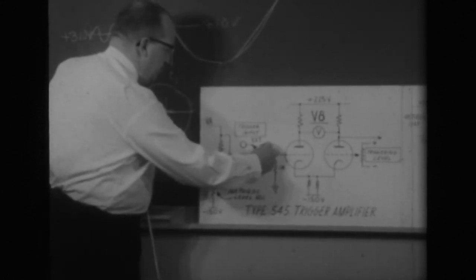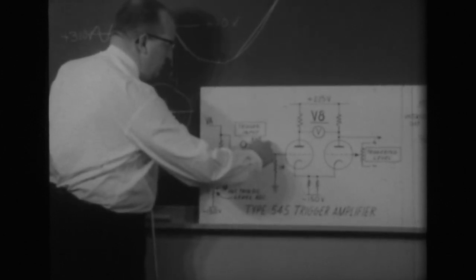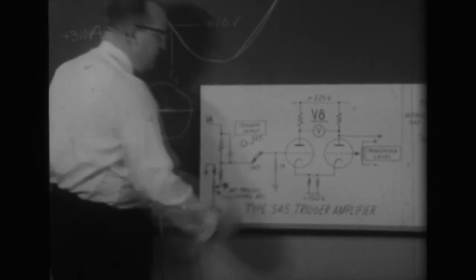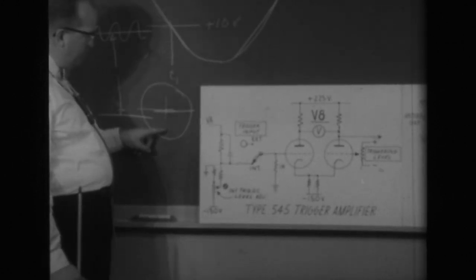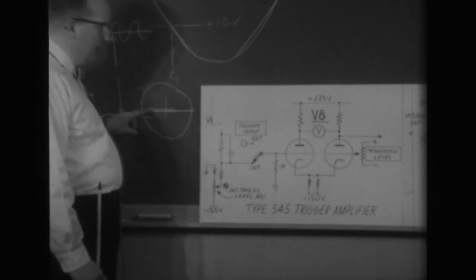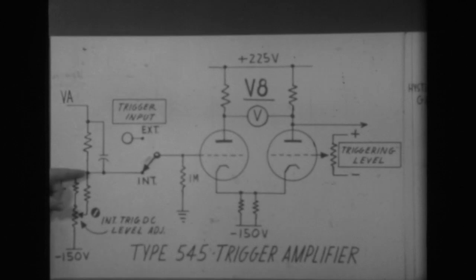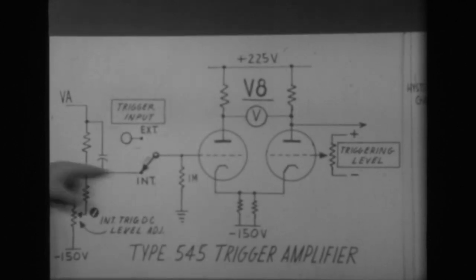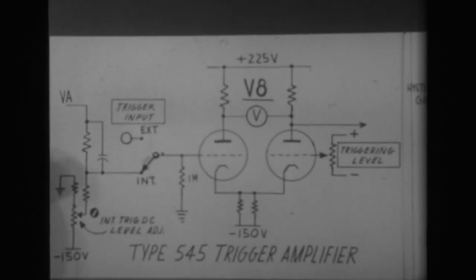To make that adjustment, of course, we have to change the trigger selector switch to internal trigger information, and it will be necessary to center the cathode ray tube spot on the horizontal center line of the graticule. Then, by moving the internal DC trigger level adjust pot up or down, we can cause the DC voltage fed into the grid of the trigger amplifier tube to be exactly 0 volts DC.